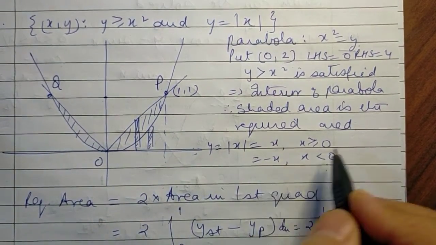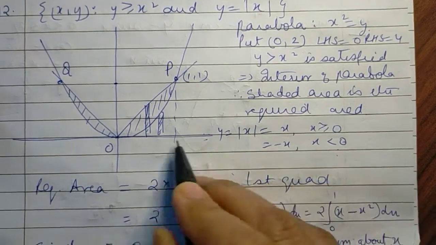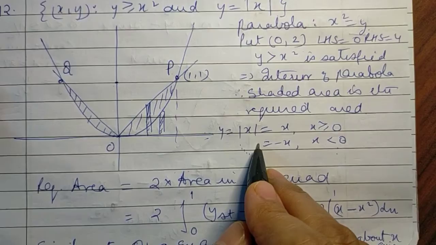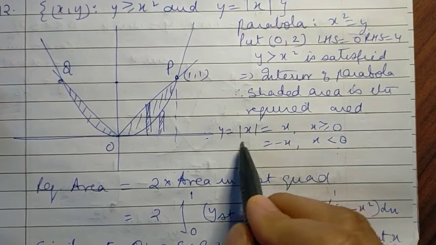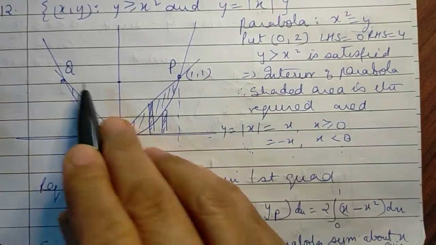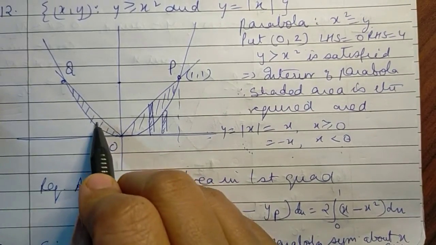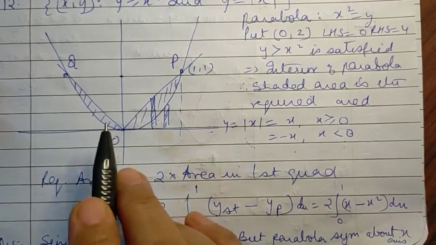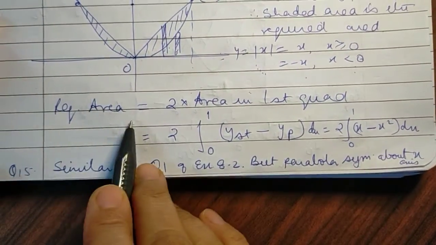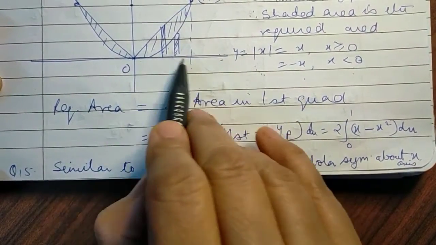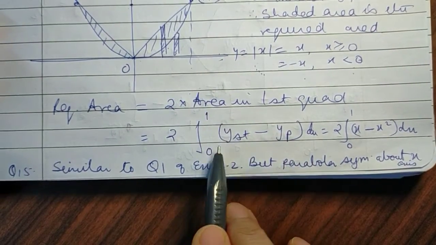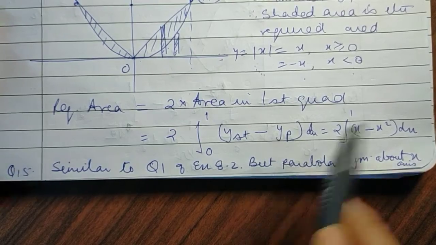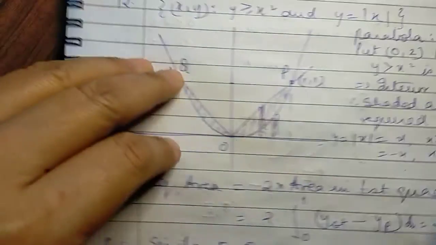Now what we do is we again redefine y equal to mod x, and we see that it gets converted into 2 lines. So when we plot them, we see the required area is the shaded area, which can be easily found. We have done a similar question in the previous exercise. So required area would be twice the area in the first quadrant, which will be the area between the straight line and the x-axis minus the area between the parabola and the x-axis.